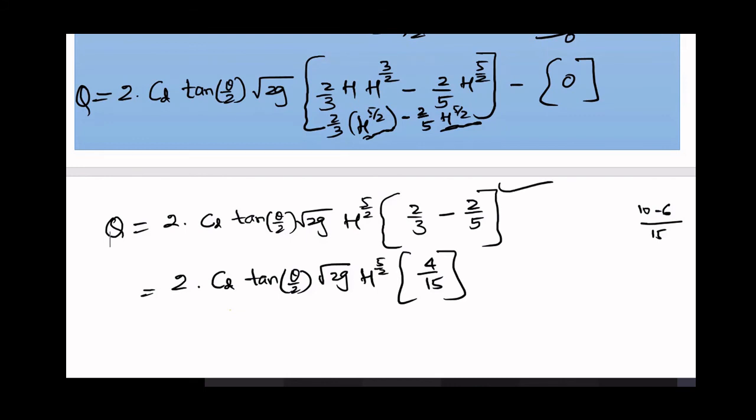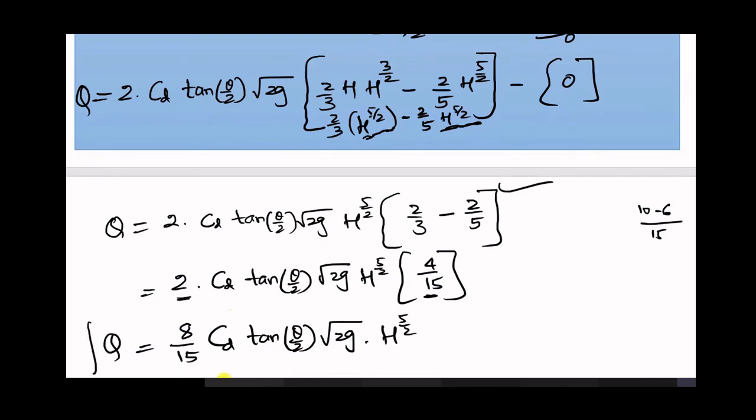Simplify this equation. So 4 by 15 is also constant and 2 is also constant. We can multiply, so it will become 8 by 15 CD tan theta by 2 square root of 2g and h to the power of 5 by 2 as it is. So this is the final expression for calculating discharge through a V notch.